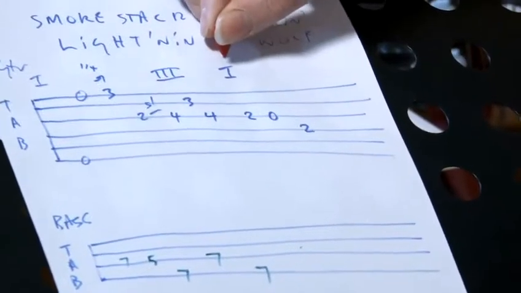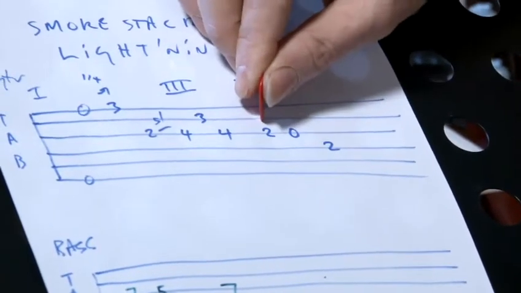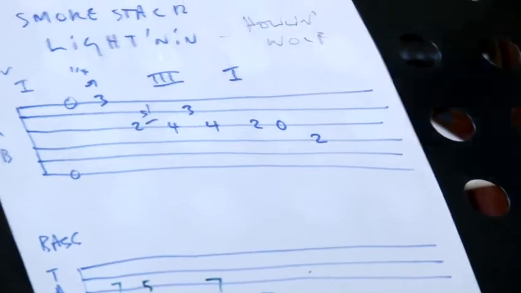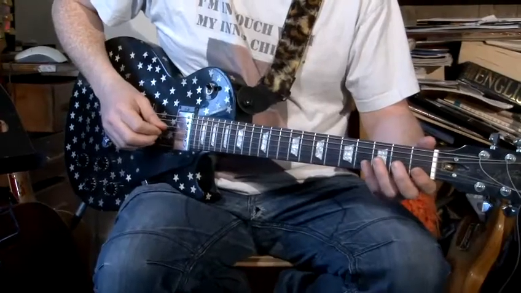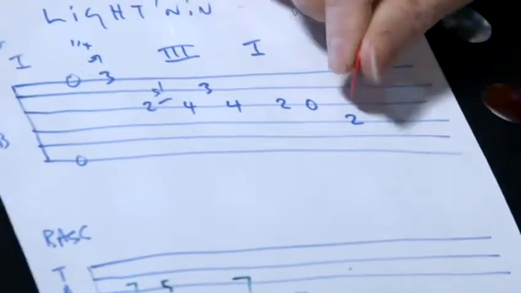Back into the 1st position, play fret 2 on the G string and the open G string. So I'm going to go like this. And then we're going to play fret 2 on the D string.